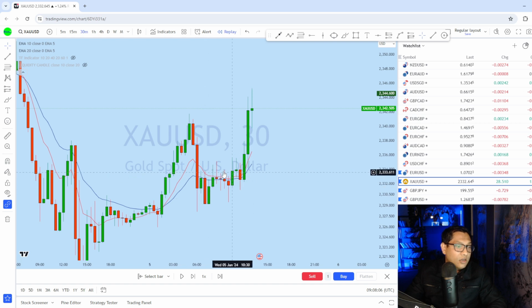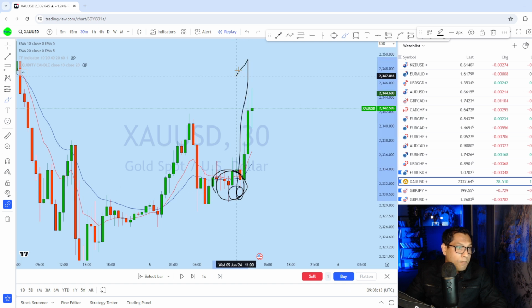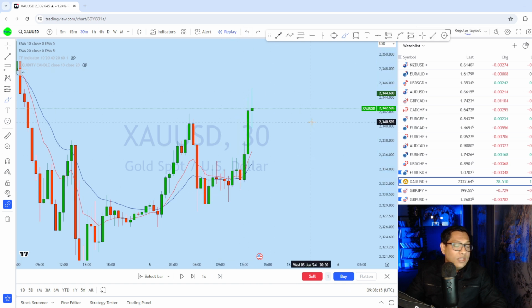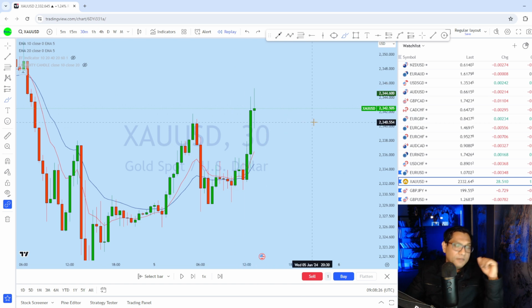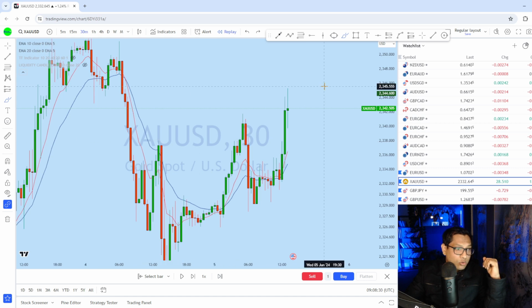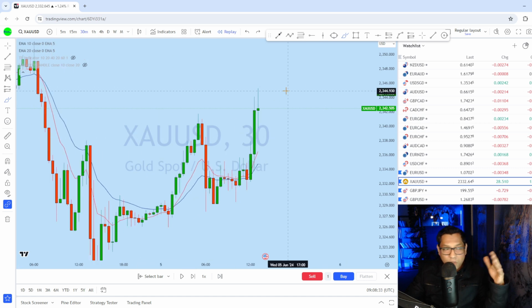Now with that doji and liquidity grab, we can see that the market has a strong bounce to the upside. After this bounce, the price moved back to the upside and created an impulse. Now after this impulse, as the market managed to break to the upside with a strong impulse, we can expect further liquidity grab. Let's see how the market has done.